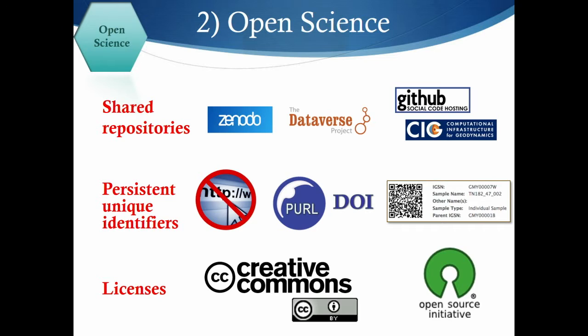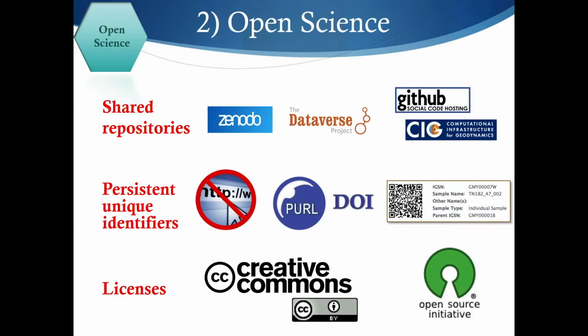GitHub is very popular for software, but in geosciences there are repositories for computational models that are specific to geoscience. So whether discipline specific or generic like Zenodo, there's a lot of resources available to you that are free to use and that let you share your scientific products with others.